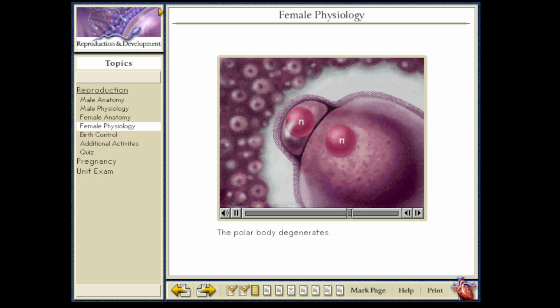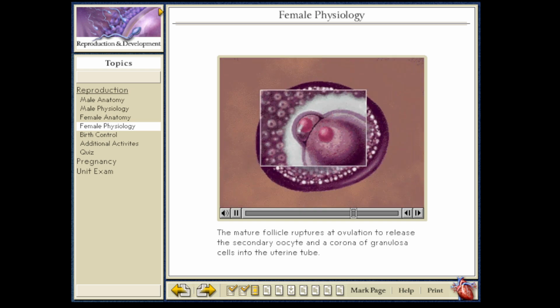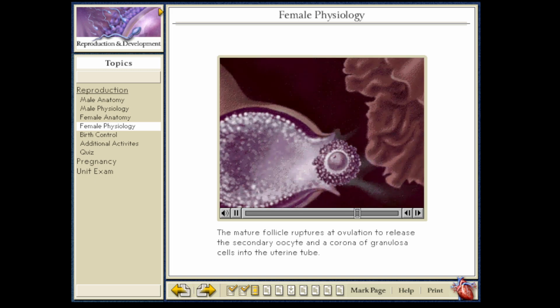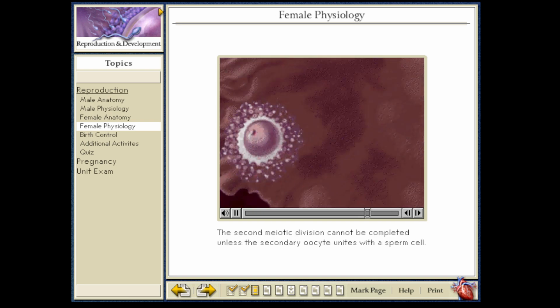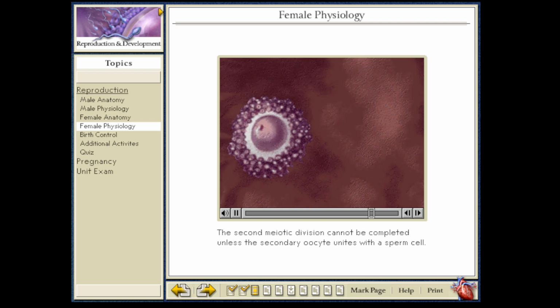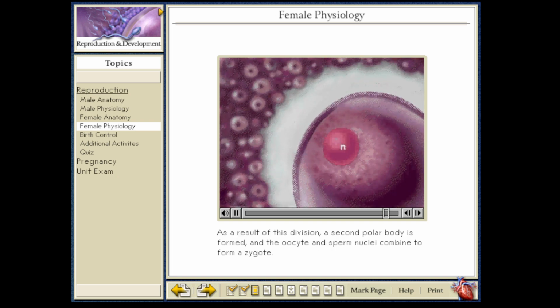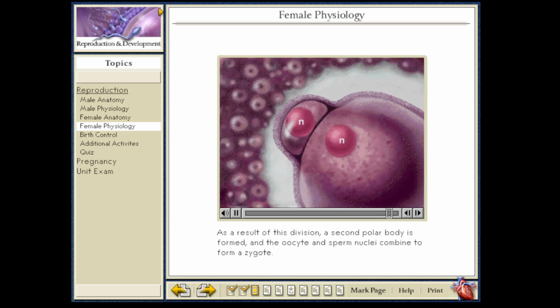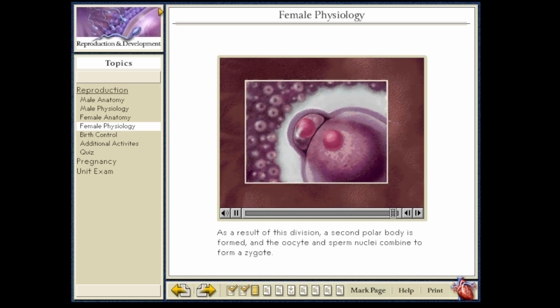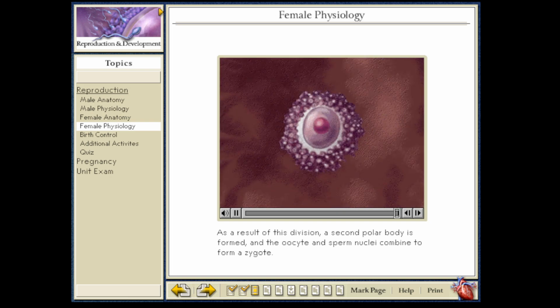The polar body degenerates. The mature follicle ruptures at ovulation to release the secondary oocyte and a corona of granulosa cells into the uterine tube. The second meiotic division cannot be completed unless the secondary oocyte unites with the sperm cell. As a result of this division, a second polar body is formed, and the oocyte and sperm nuclei combine to form a zygote.